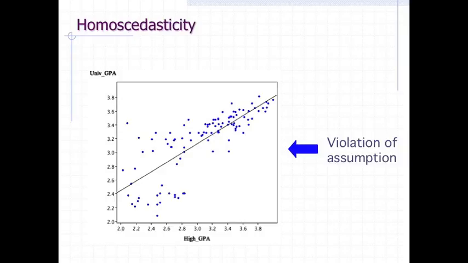The second assumption is homoscedasticity. This means that the variance around the regression line is the same for all values of x. The clear violation of this assumption is shown in this figure.